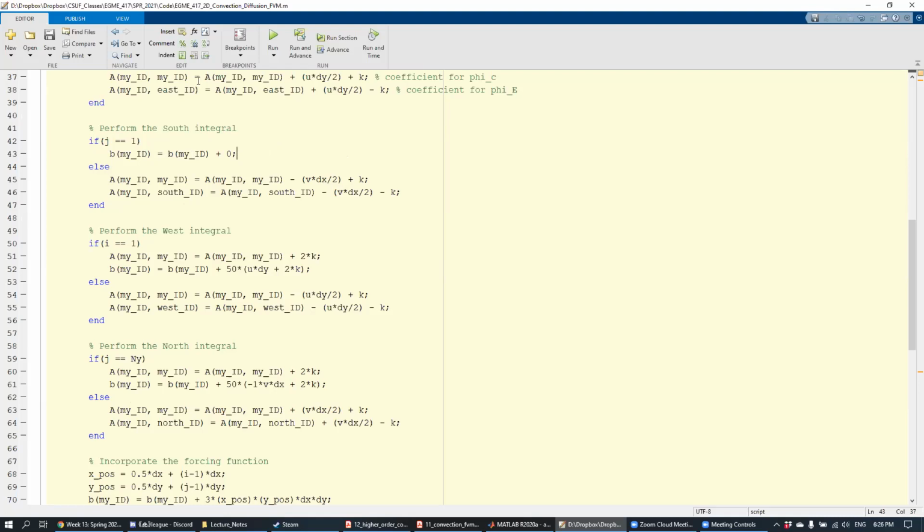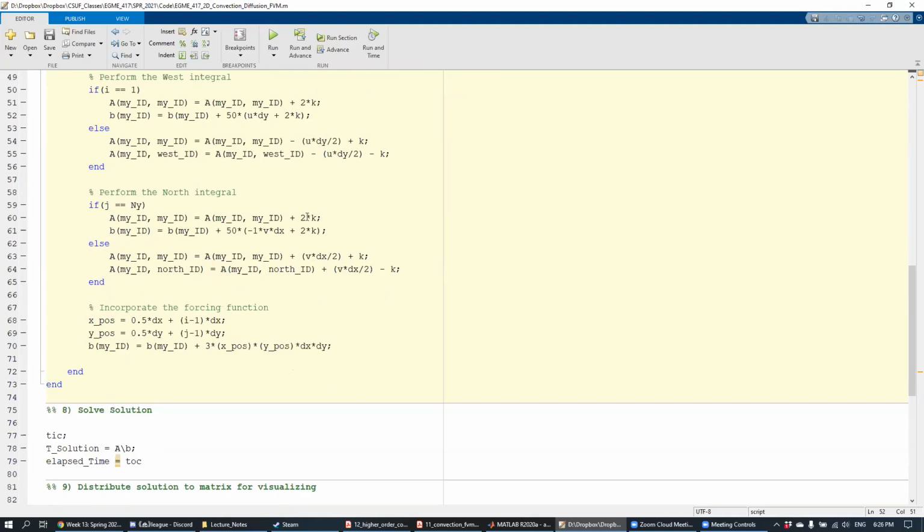West integral is exactly the same. For the west integral, if we're on the interior, we have a minus u delta divided by 2 plus k. That's for phi sub c, and so that goes into A my ID. And then for the west neighbor, we have a minus u delta divided by 2 minus k, right? And so that's why it's A my ID west ID. Okay? And then if we're on the west boundary, so if i is equal to 1, then we account for the Dirichlet boundary condition. The Dirichlet boundary condition on the west face is 50, okay? Then we're going to add a positive u delta plus 2 times k, right?